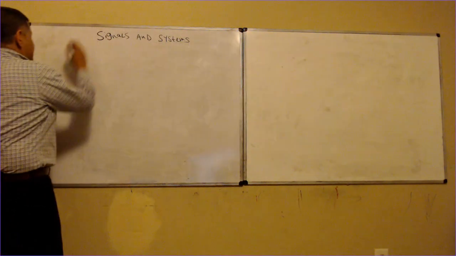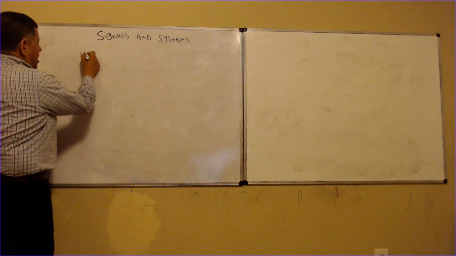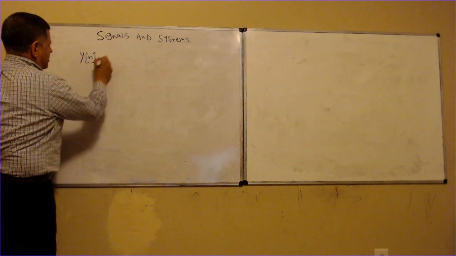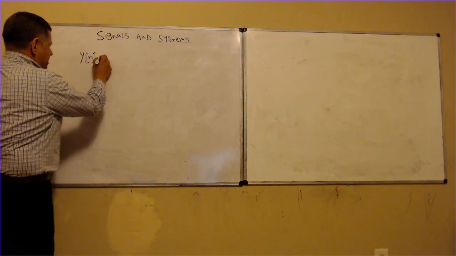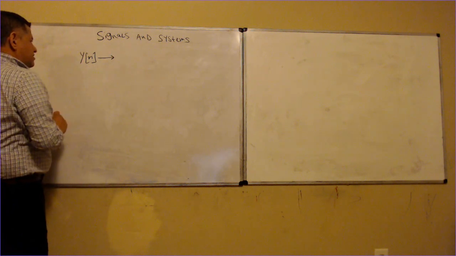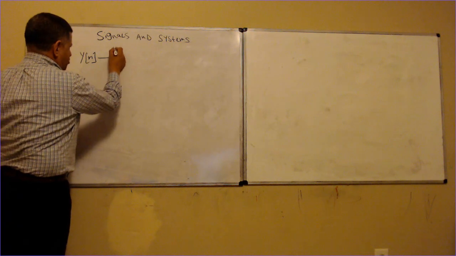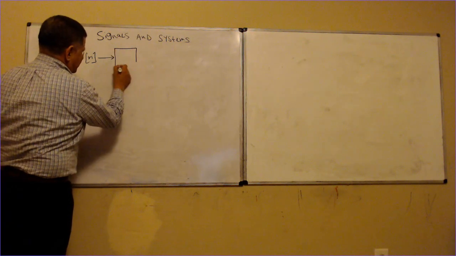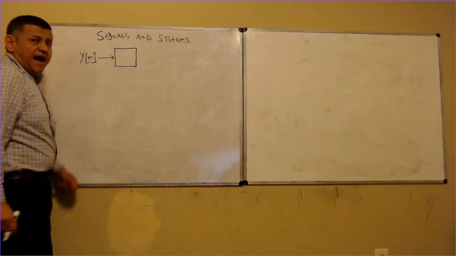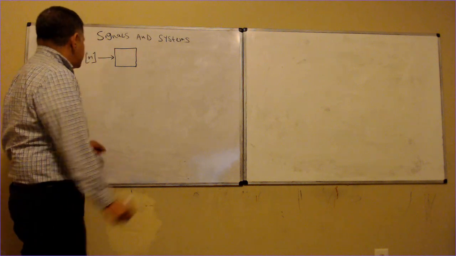Well, we represent that as y of n. And then this is an input, and it's going through a system. So this is the system, the box. The box is just a system.